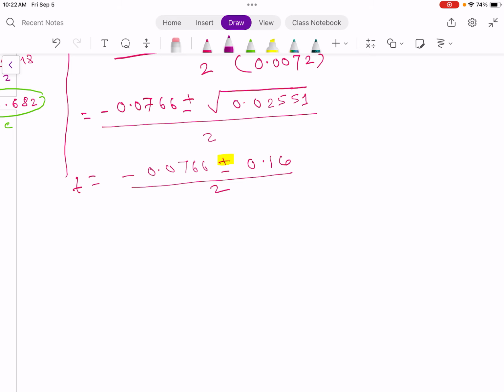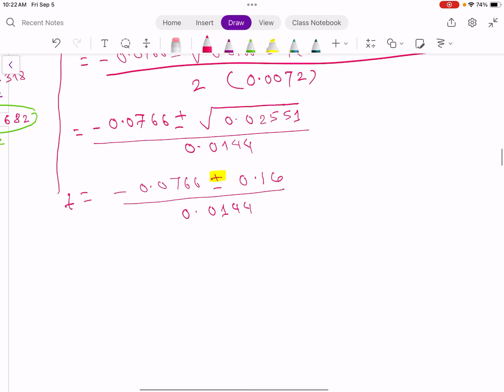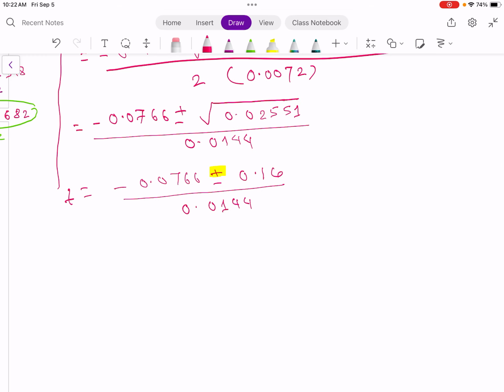And find the value of, yes. Oh, thank you. It's not only 2. Thank you for correcting. So this is 2 times 0.0072, right? So 2 times 0.0072 is 0.0144. Now let's take positive and find the value of t at first.